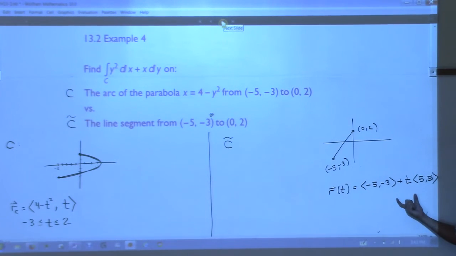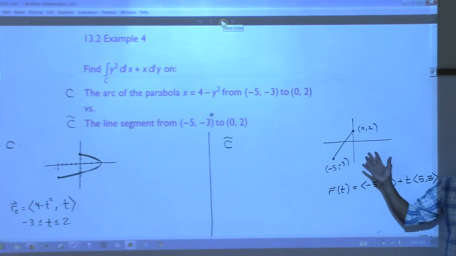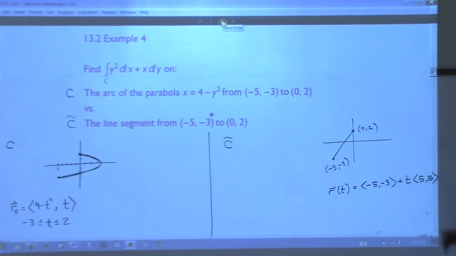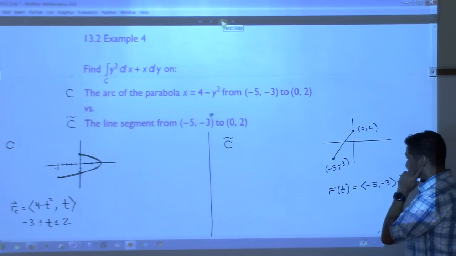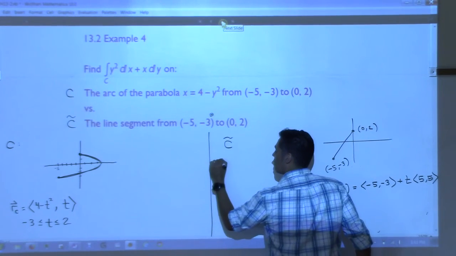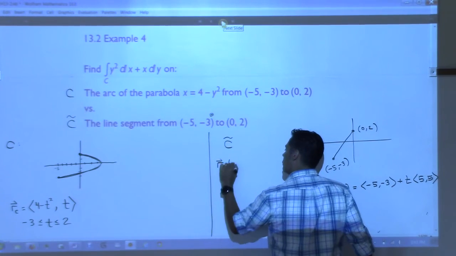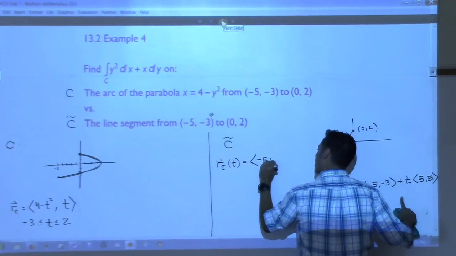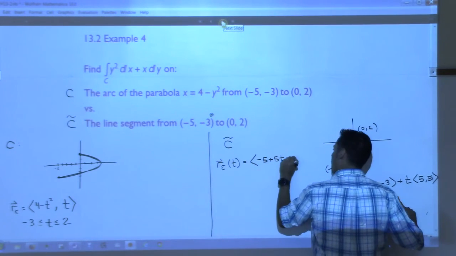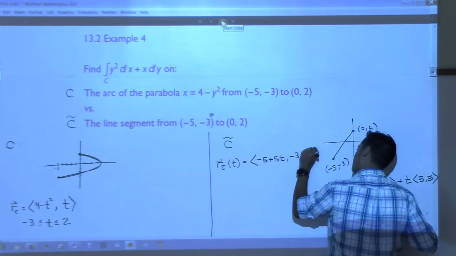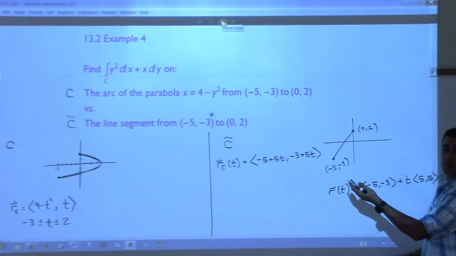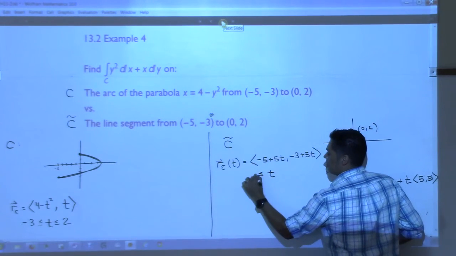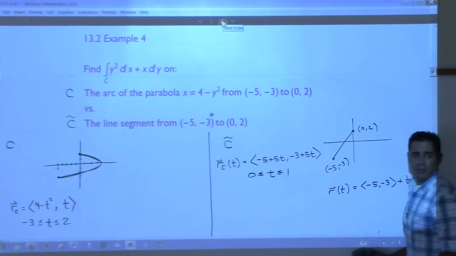Plus t, 5, 5. Because it's a line segment, and we like line segments, don't we? Because they're easy to parameterize. So I'll call it R sub C tilde of t, those two put together: -5 plus 5t, and then -3 plus 5t. Restrictions on t? 0 to 1, right? Line segment? Does everyone agree with this? Any questions?